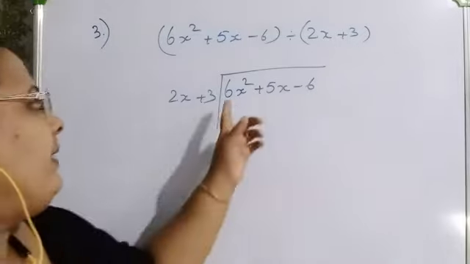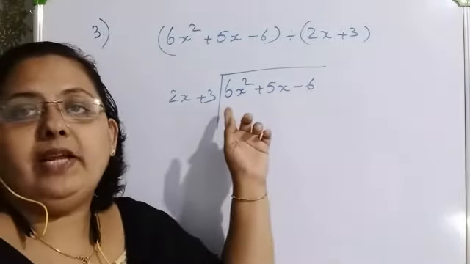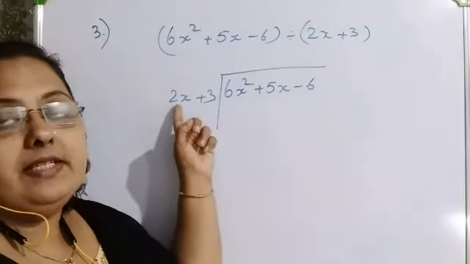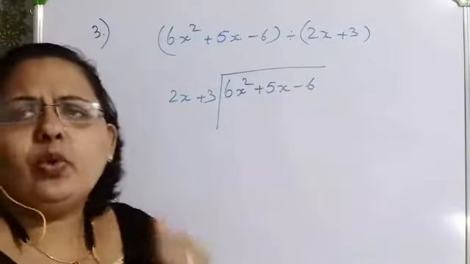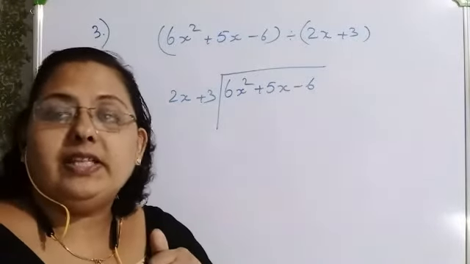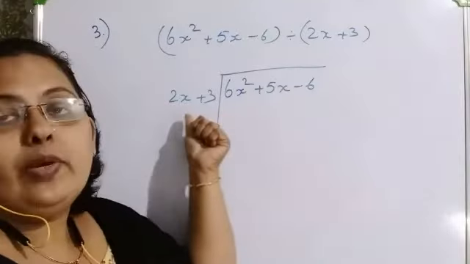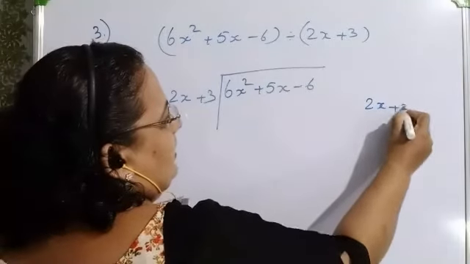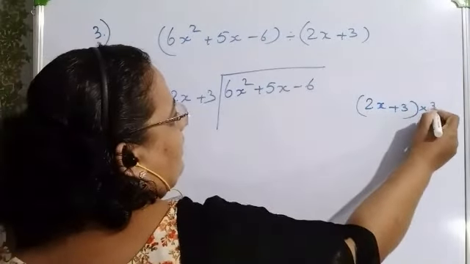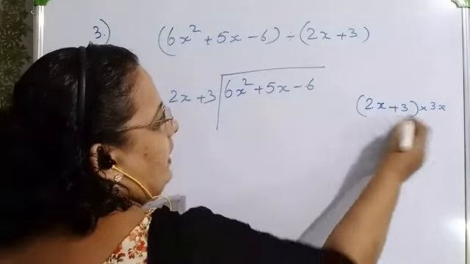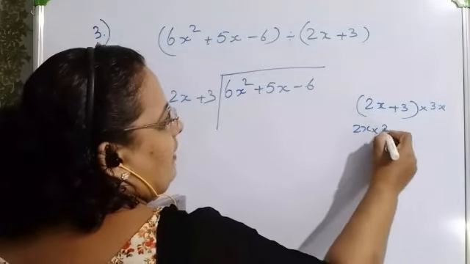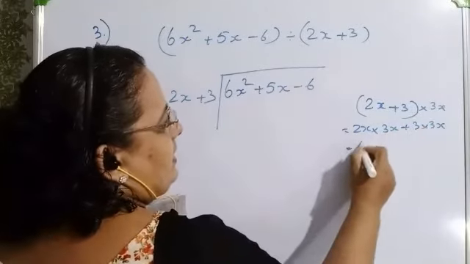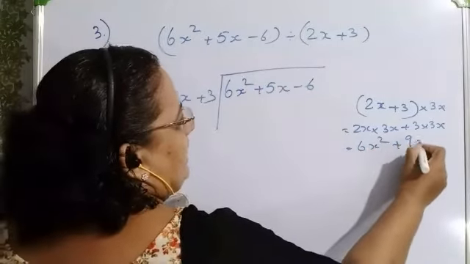Okay, so we have to eliminate the 6x square. For that, what do we have to do? We have to make this 2x into 6x square. So with what will we multiply? We have to multiply with 3x, right? 3x into 2x, you will get 6x square. Let us see. 2x plus 3 multiplied by 3x. So 3 twos are 6, 6x. I am showing you the whole thing so that you can understand how we are getting this. So that is 6x square plus 9x.